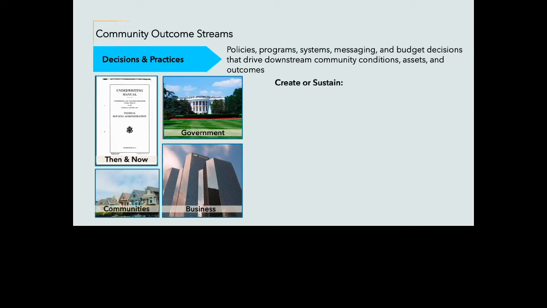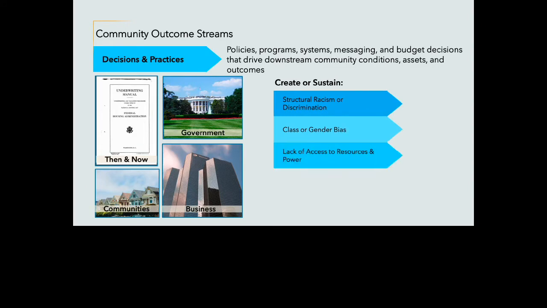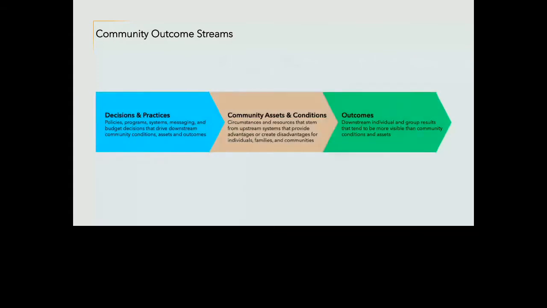And decisions and practices may create, sustain, or simply not do enough to address structural racism or other forms of discrimination, bias against or for people based on class, gender, or social groupings, inequitable distributions of resources or power, or intergenerational inequities, meaning any combination of the above impacting multiple generations of families or communities over time. And this model helps us to understand and to address root causes of social inequities, including racial injustice.